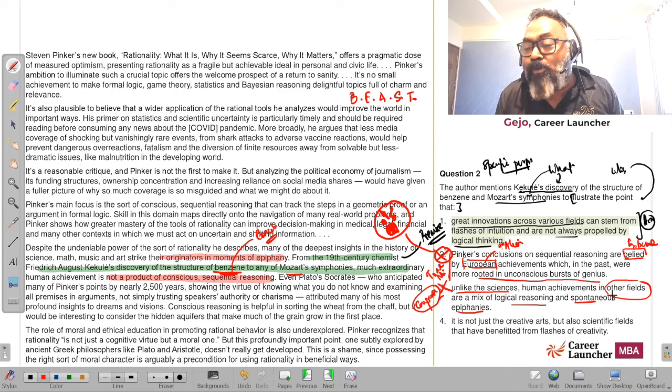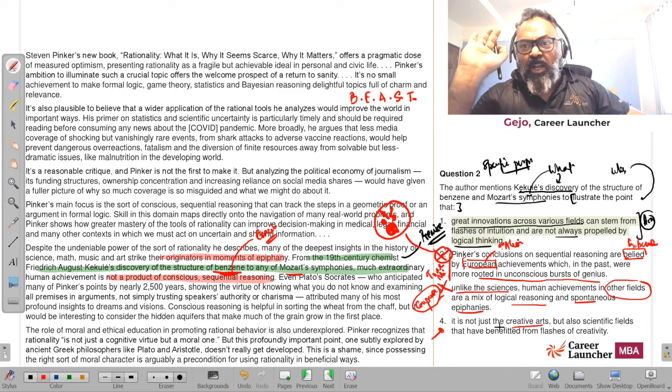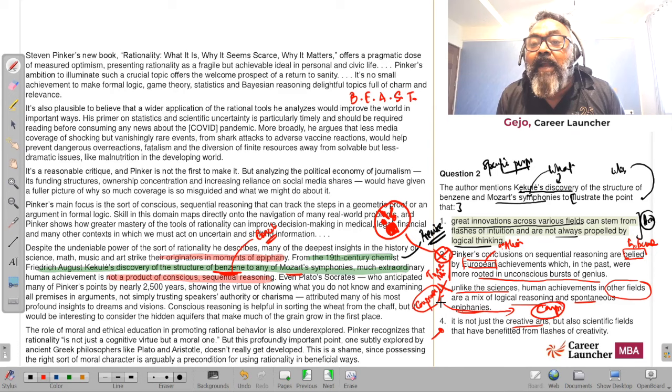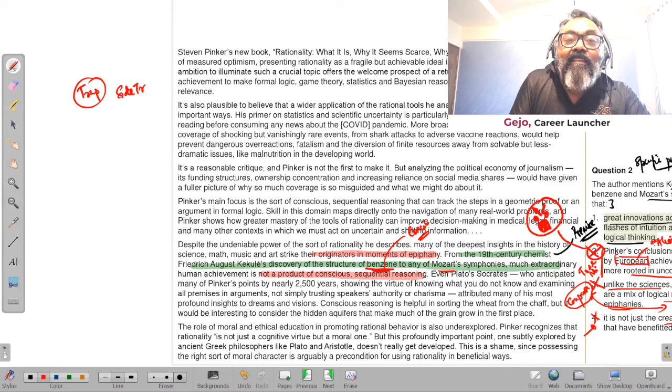It is not just the creative arts, but also scientific fields that have benefited from a flash of creativity. Look at this. Now, this is not the point being made here. That you just don't focus on creative arts, okay? Science also is good, okay? Again, some comparison. So you can see that there is an alien comparison being made here in this particular passage. One other thing that the question setter can do is this. This is a sort of setting a trap, creating side-tracking or maybe alien-ish ideas.